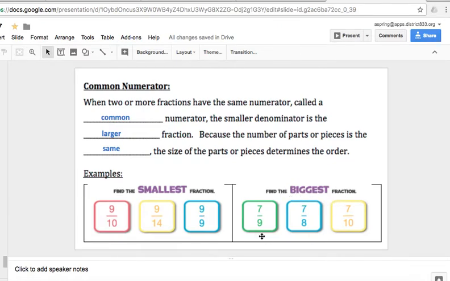The biggest fraction in this set of examples, I'm going to think about a test. So if you got a 7 out of 9 on your test, a 7 out of 8 on your test, or a 7 out of 10 on your test, which percentage would be the highest? Well, that's 7 out of 8 because you got almost 100%. You only got 1 wrong. And so this would be the biggest fraction because it has the highest percent.